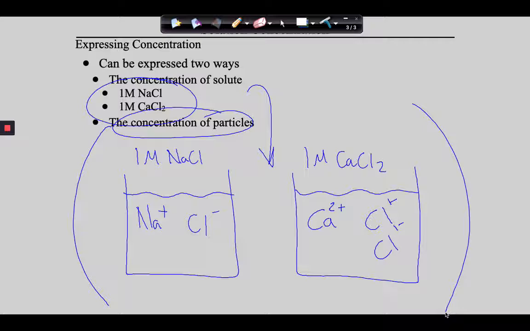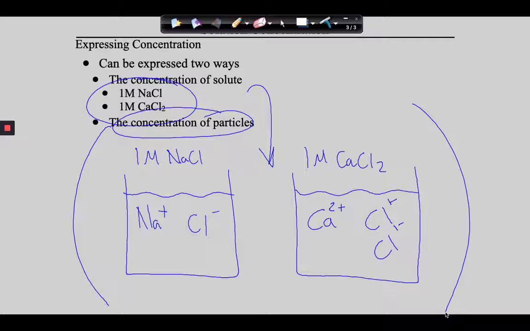So let me give you an example. Will these 2 solutions boil at the same temperature? Which one will boil at a higher temperature? The one on the right or the left? The right, because there's more stuff dissolved in there.